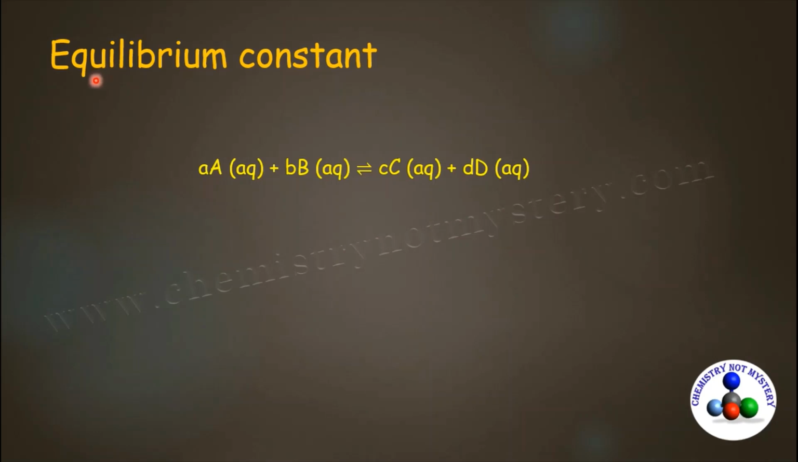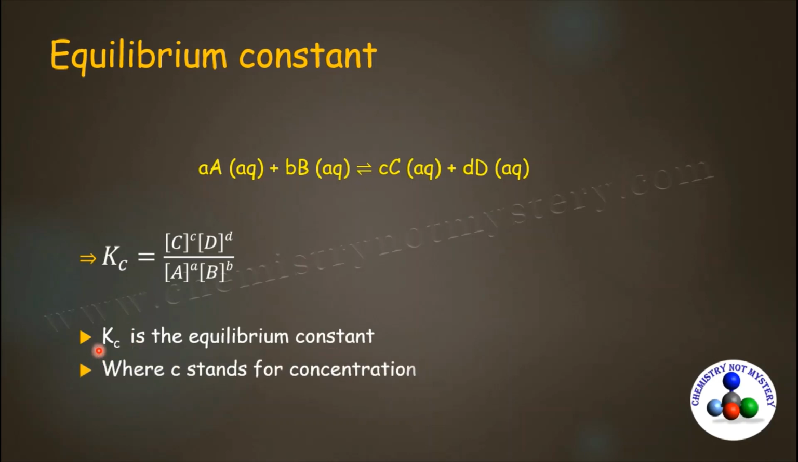In the previous video on chemical equilibrium, we learned about the equilibrium constant. So let's write the equilibrium constant for the given reaction. You will get concentration of C raised to c multiplied by concentration of D raised to d, divided by concentration of A raised to a multiplied by concentration of B raised to b. Here Kc is the equilibrium constant and C stands for concentration.